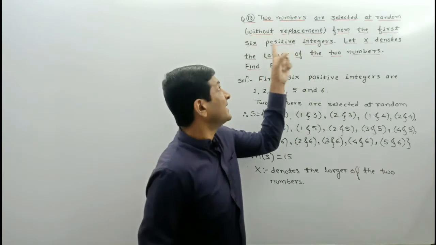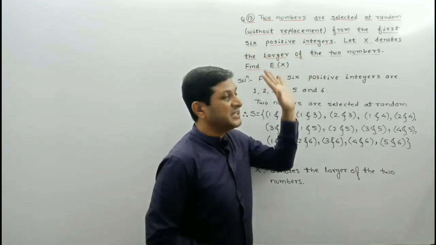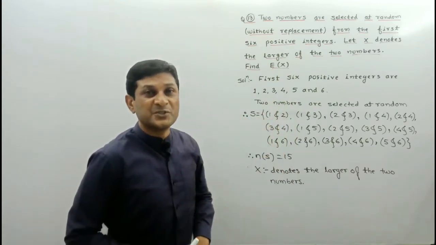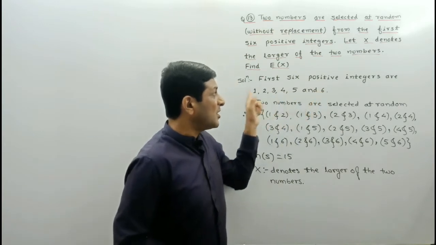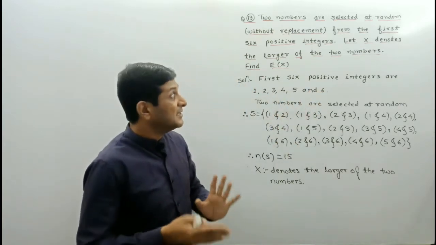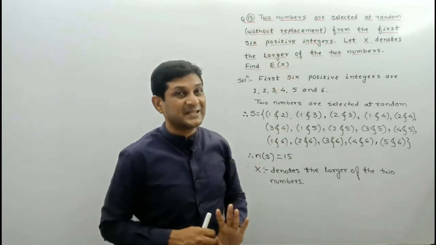Two numbers are selected at random without replacement from the first 6 positive integers. Now, which are the first 6 positive integers? 1, 2, 3, 4, 5 and 6. These are the first 6 positive integers. Now, how many numbers are selected at random? So 2 numbers are selected at random.